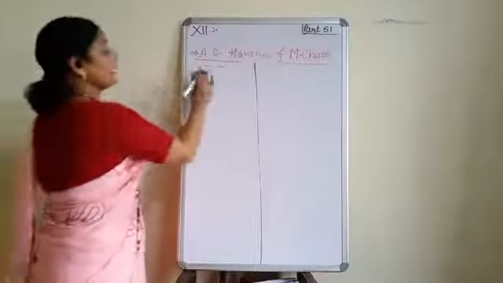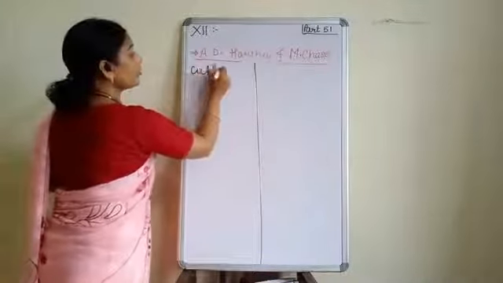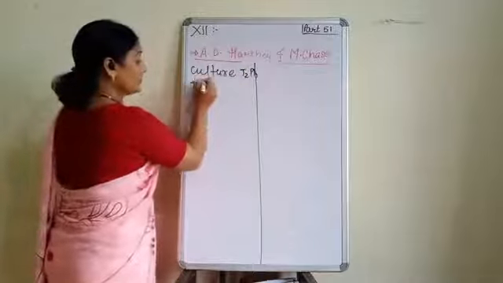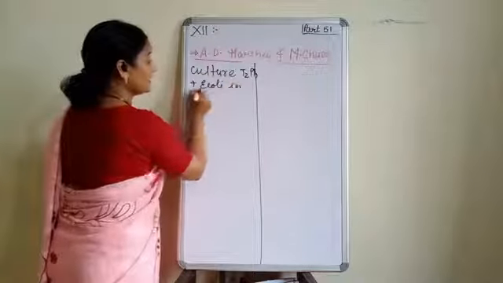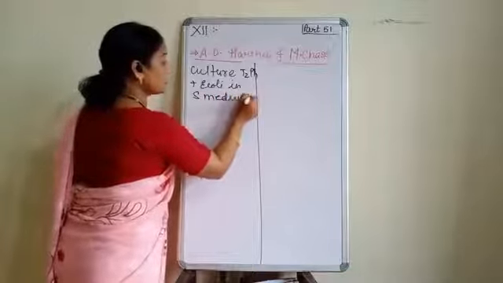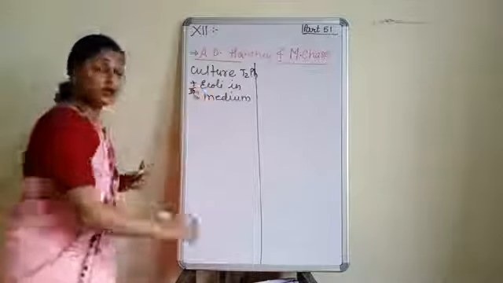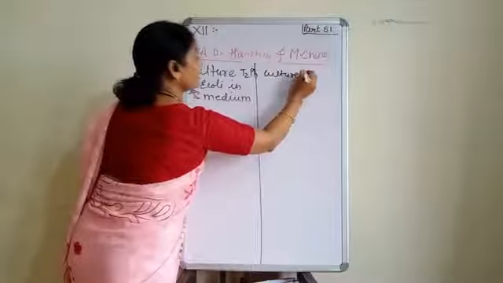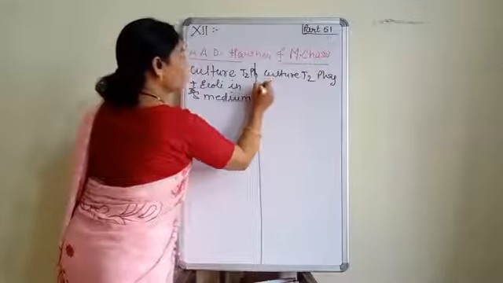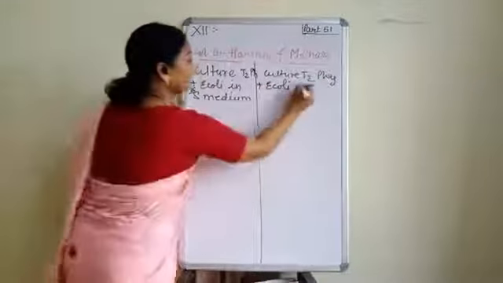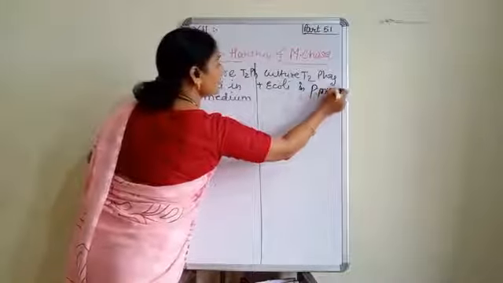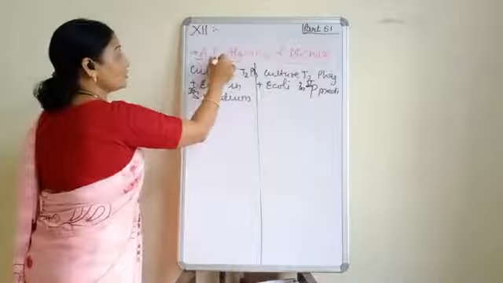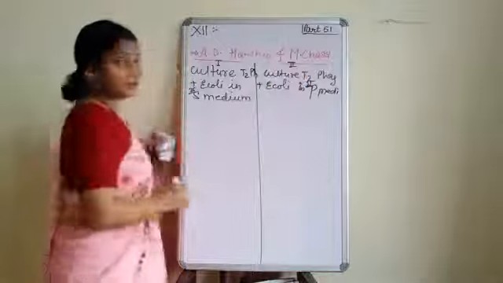What they have done, this is the common step. What they culture? T2 phage plus E. coli in sulfur medium. Now how was the sulfur medium? It was radioactive sulfur medium. The same step, they culture T2 phage plus E. coli in phosphorus medium. This phosphorus was also radioactive. Now, this is your first and this is your second experiment.